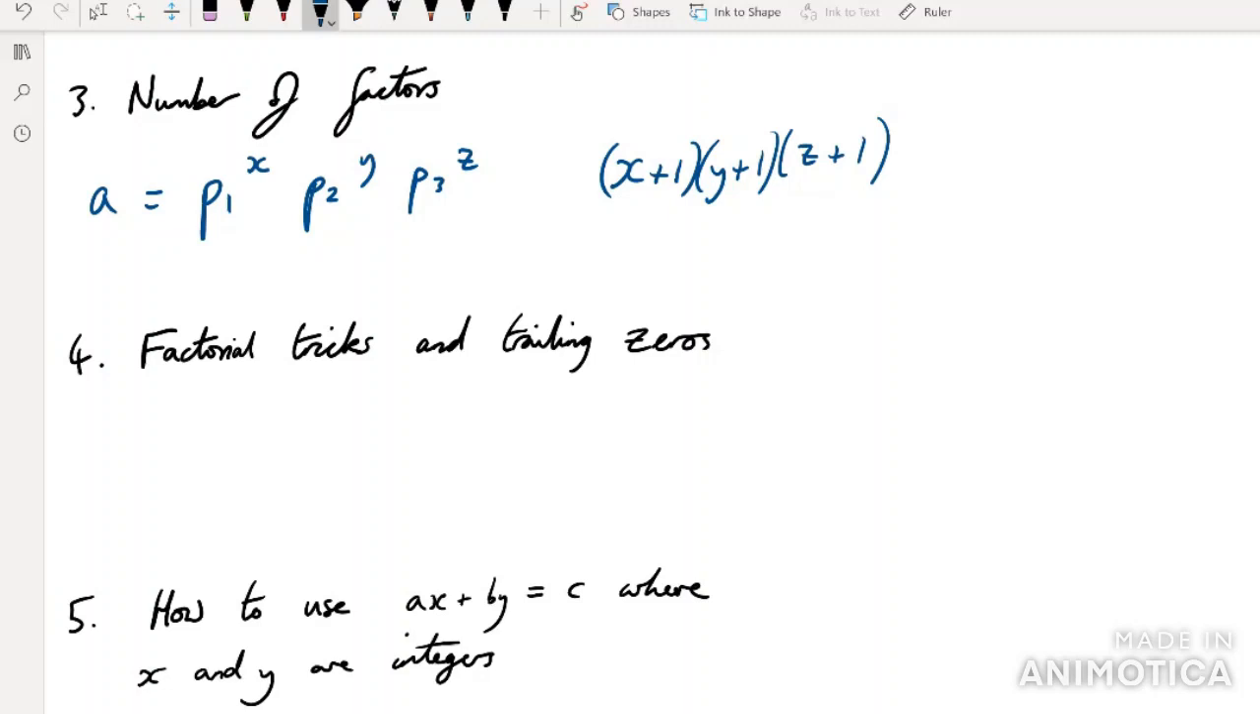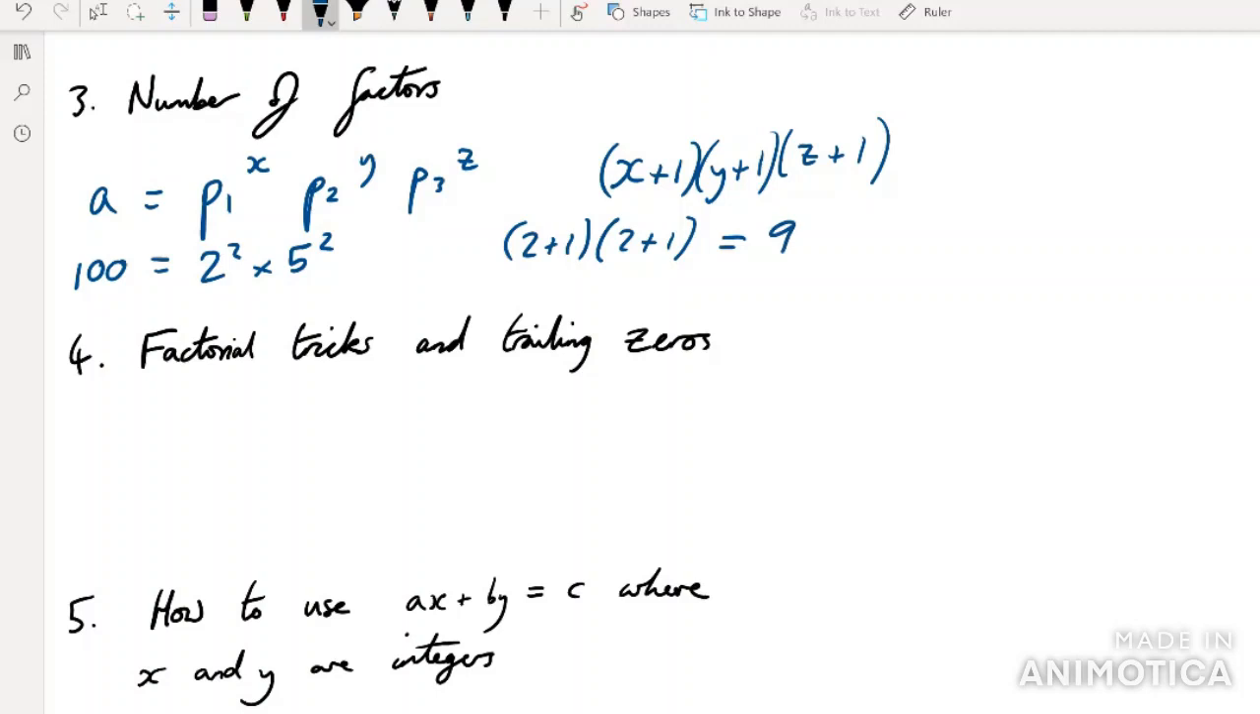Just to give you a more concrete example, let's pick a number at random. Let's just take 100. How many factors does that have? Well, that's 2 times 50, which is 2 times 2 times 25. In other words, 2 squared times 5 squared. So how many factors does that have? Well, 2 plus 1 times 2 plus 1. In other words, 9.